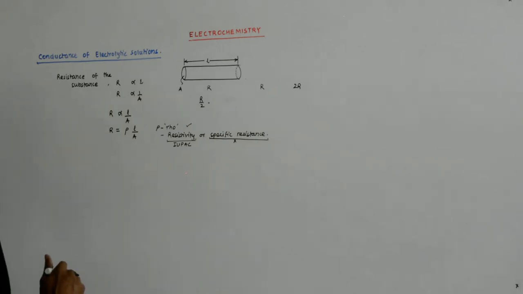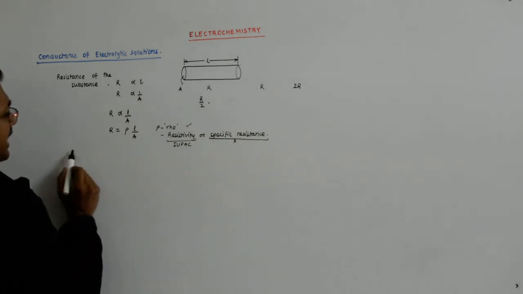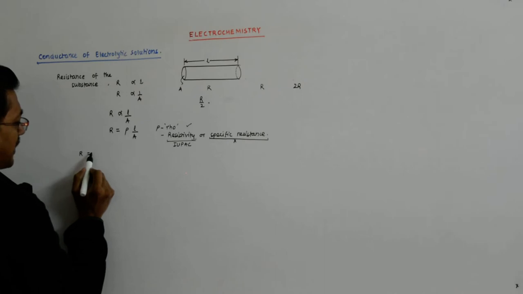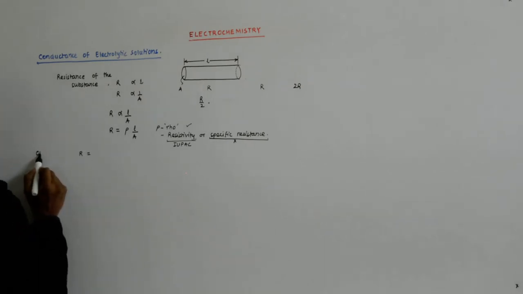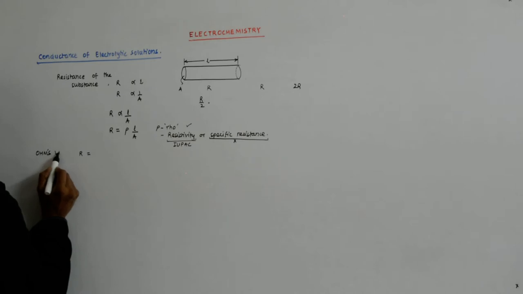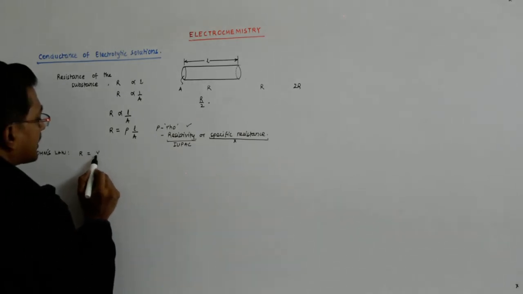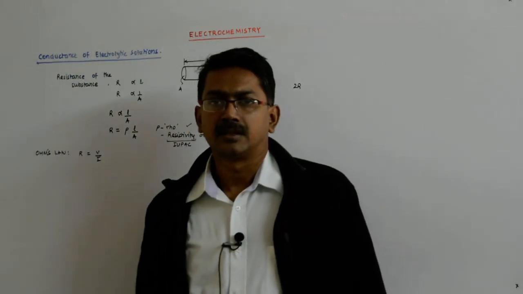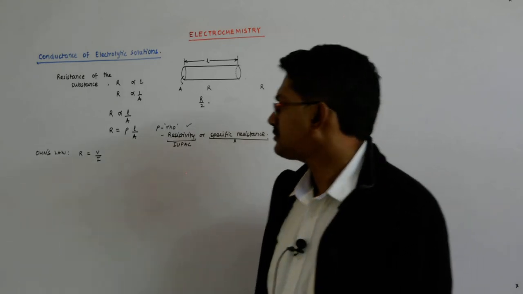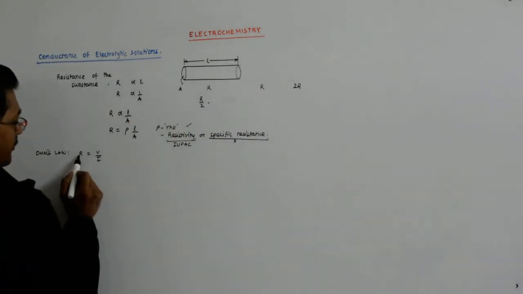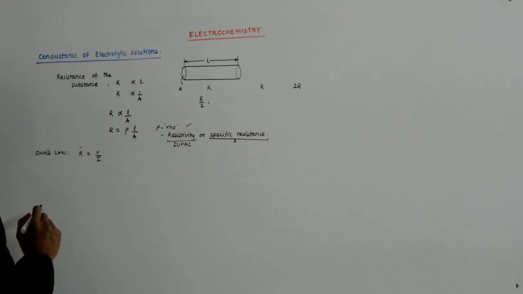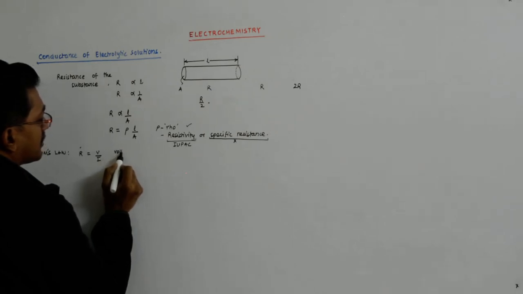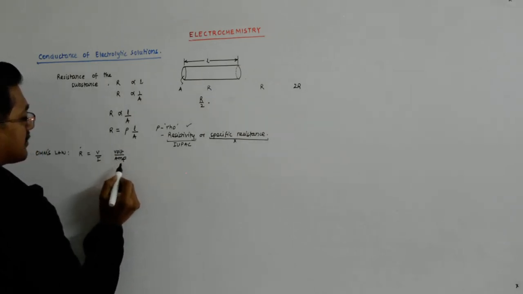If you remember your class 10th, it was Ohm's law that told you that R is nothing but V upon I. That is the basic definition from where you define R. So that is volt per ampere.